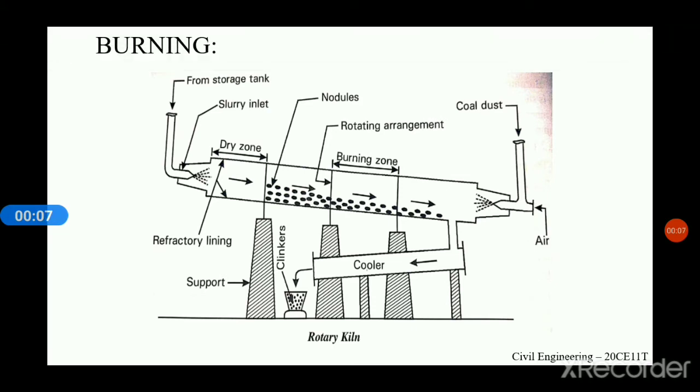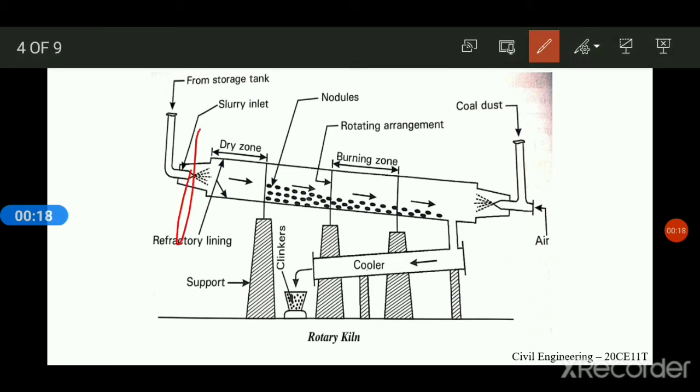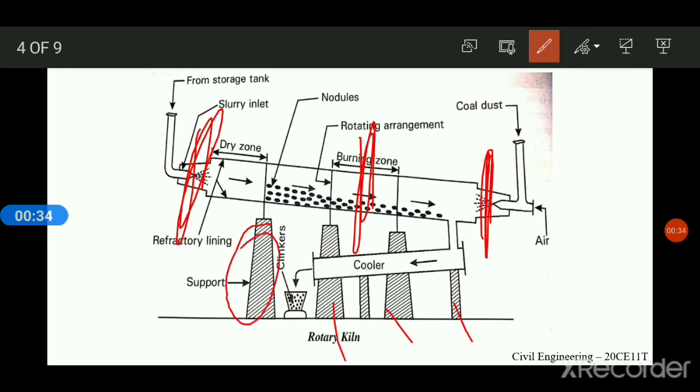So you can see here a rotary kiln clearly given in the figure as explained. Now, the dry zone is the upper part, the central part is the burning zone, and the lower part is where hot air and cold dust are fed, and this rotary kiln is supported on a supporter. You can see here a supporter. At the lower part, the small hard stones, called clinkers, are collected, and finally they are cooled and collected in separate storage.